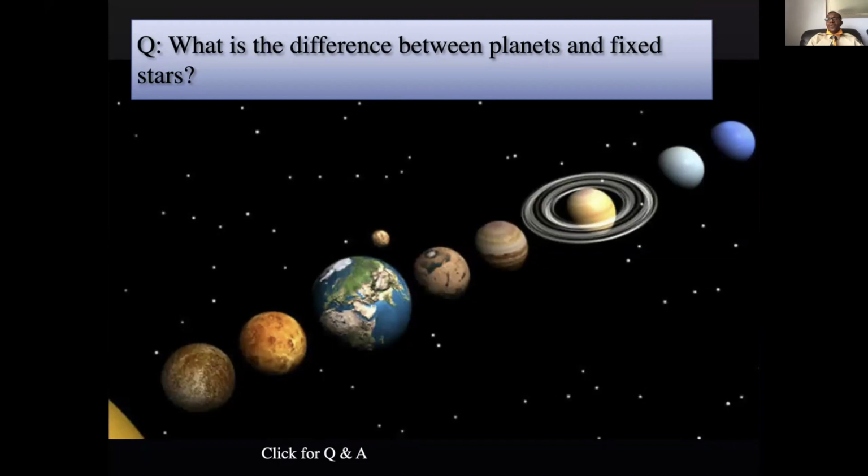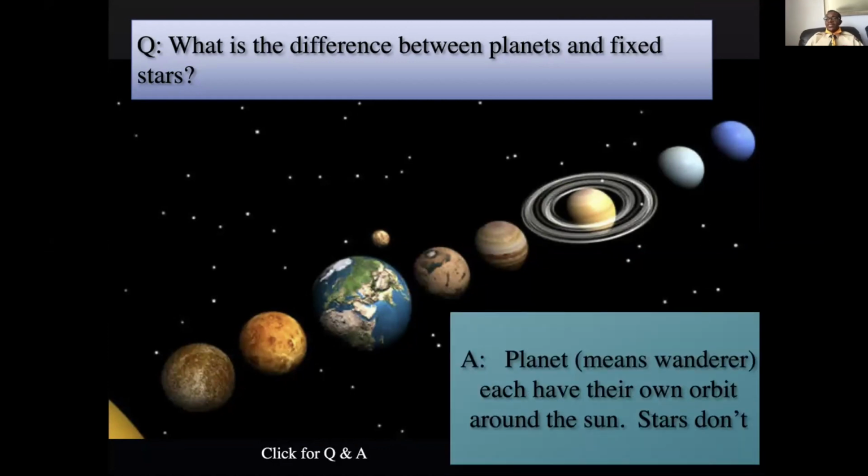What is the difference between planets and stars? Does anybody know? What is the difference between a planet and a star? Okay, or fixed stars? What are the characteristics? All right. Okay, check your answers.